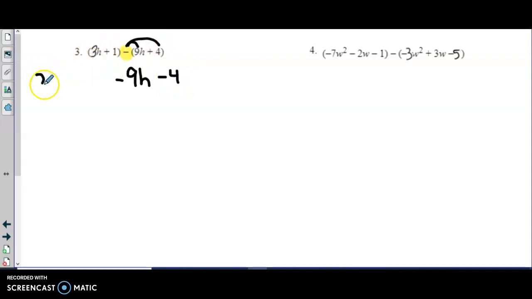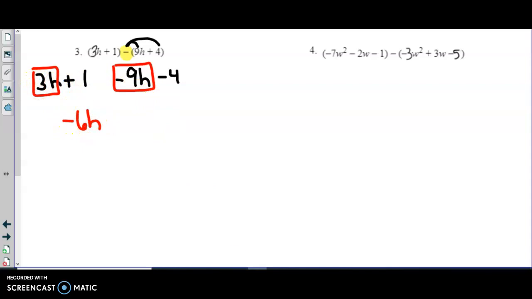And I'm just going to write down the 3h plus 1. I didn't have to do anything to those. Now that I've changed the sign of everything in the second parentheses or after my minus sign, now I can combine like terms. 3h minus 9h is a -6h.